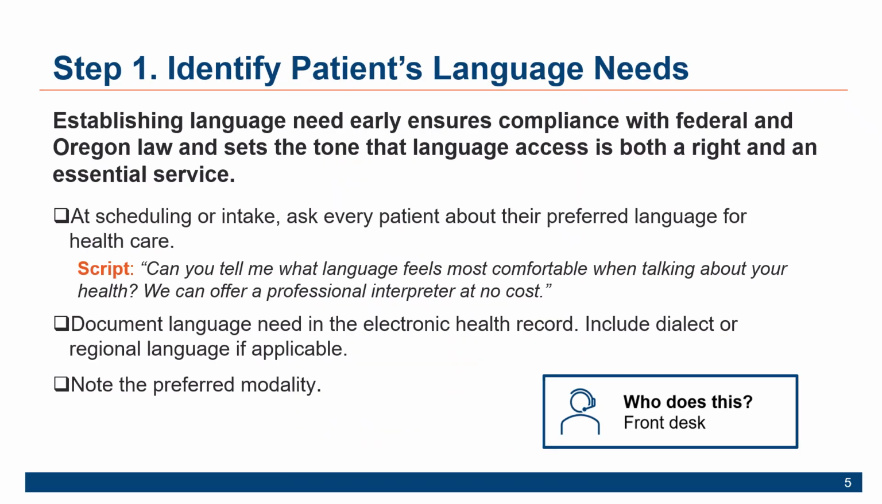Step 1 begins at the very first point of contact. Establishing a patient's language needs early on ensures compliance with both Oregon law and federal civil rights requirements. Staff should ask every patient at scheduling or intake what language feels most comfortable when talking about their health. For example, staff might say, "Can you tell me what language feels most comfortable when talking about your health? We can offer a professional interpreter at no cost."